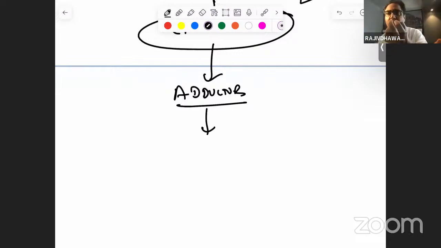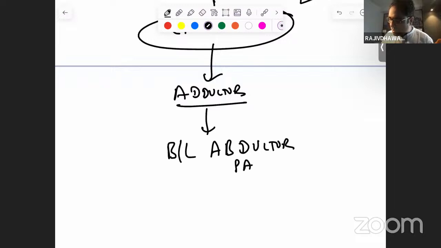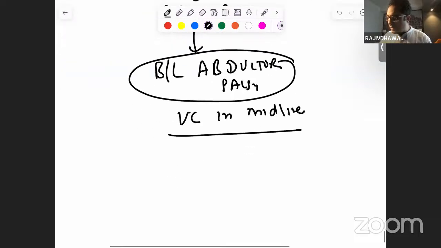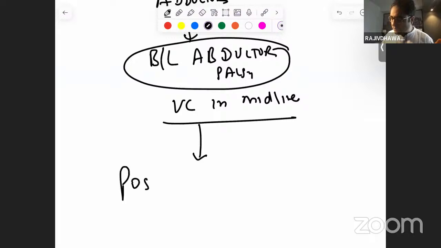Only one muscle is left, beta, cricothyroid, and it is an adductor. Adductor means it closes the vocal cord. So it will lead to bilateral abductor palsy of the vocal cords, meaning both vocal cords in the midline, beta. So the patient will have a post-operative airway emergency.